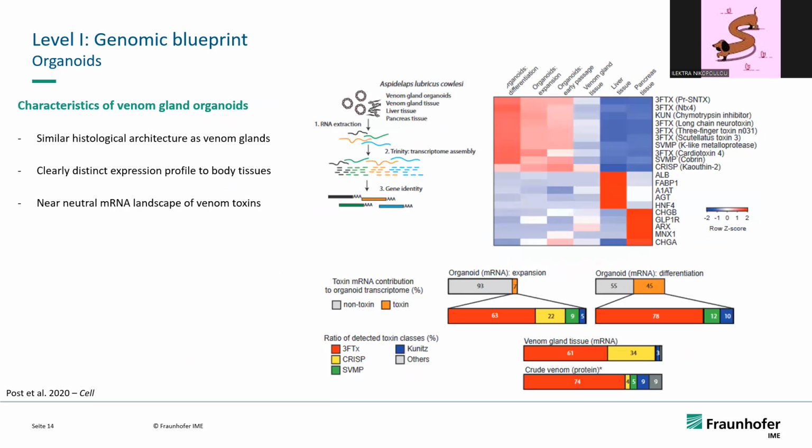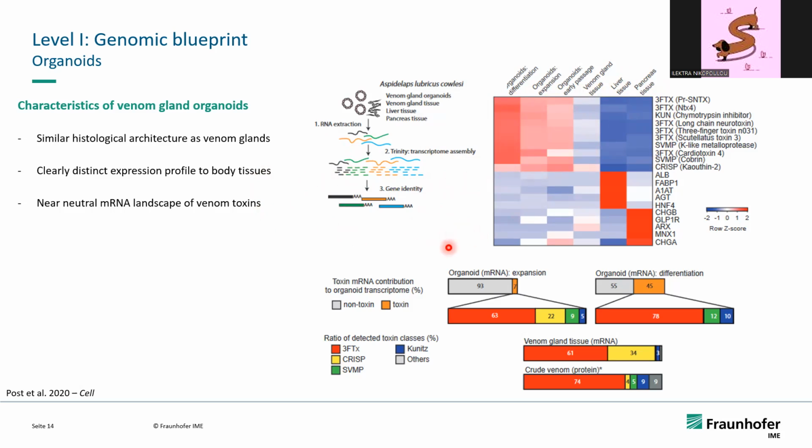We have now seen that the organoids actually have a very similar histological architecture as venom glands, but the question is, are they also similar biology-wise? Do they actually function in a similar manner? And this has been investigated as well. We have just learned about transcriptomics, and that was applied here. So RNA was extracted, a venom gland organoid transcriptome was assembled, and then the resulting fragments were compared for identity and also expression. And this revealed that actually, indeed, the expression profile of venom gland organoids is fairly different to that of most body tissues.